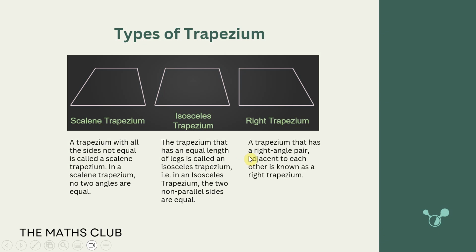And for a right trapezium, it has a right angle pair adjacent to each other. So this is a right angle and this is a right angle. This is a right angle pair that are adjacent to each other, here and here. So when you have a trapezium that has a right angle pair adjacent to each other, you know that that is a right trapezium.